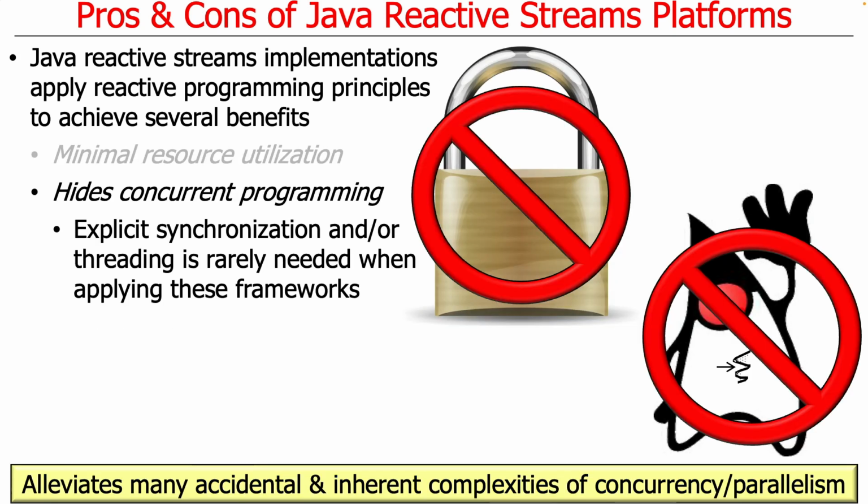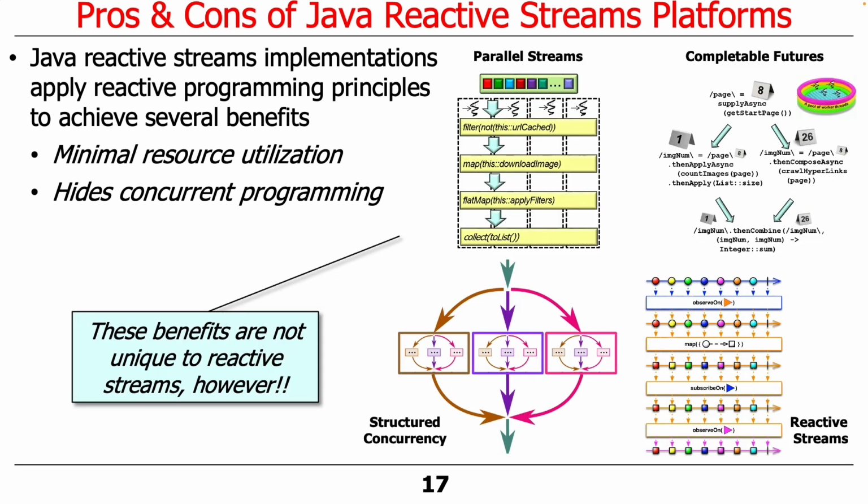Another nice thing is that it hides the accidental and inherent complexities of concurrency. You don't have to know about creating threads. You rarely have to know how to lock or synchronize, as long as you're careful in how you partition your data and whatever sharing you may have between the different computations that can run asynchronously. So this alleviates a lot of those inherent complexities. Now, to be fair, Java parallel streams, Java completable futures do the same kind of thing. But this is just one of the other benefits you get from reactive streams versus, for example, the traditional object-oriented way of doing things. And as I said, these benefits are not unique to reactive streams. Other things can give you similar benefits.